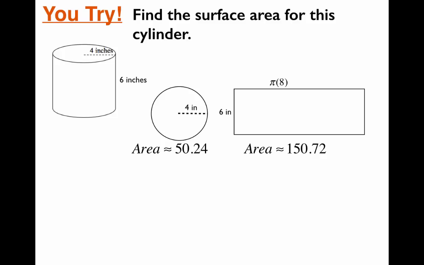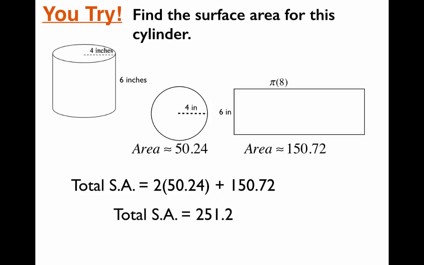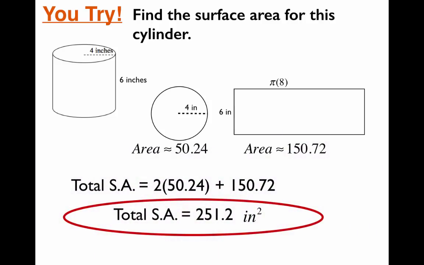150.72. So total surface area is 2 times the 50.24 plus 150.72, and that adds up to 251.2 inches squared. How did you do? Did you get the right answer? Did you organize all of your work and draw out pictures? How's your steps looking? All right, guys, I hope you did all right. If you made a mistake, I hope you were able to figure it out.